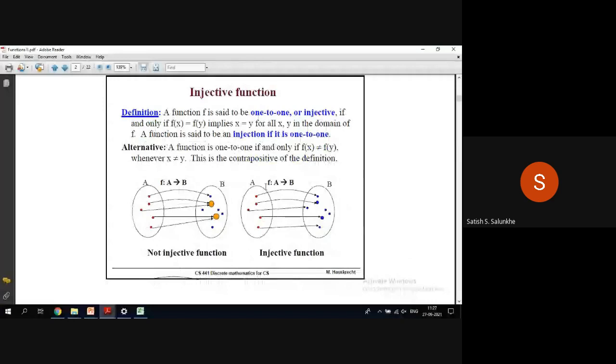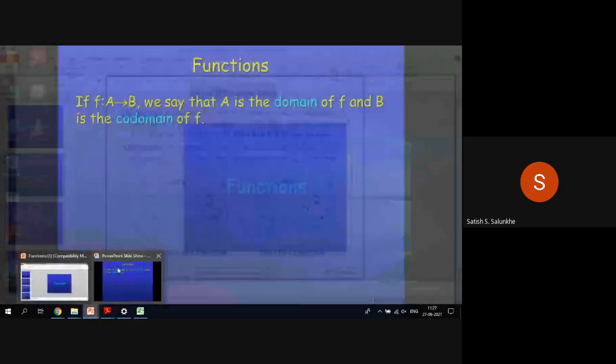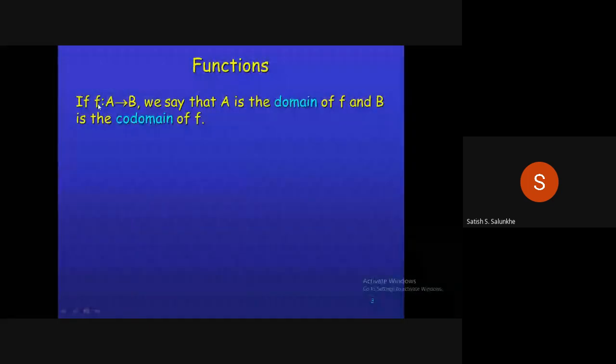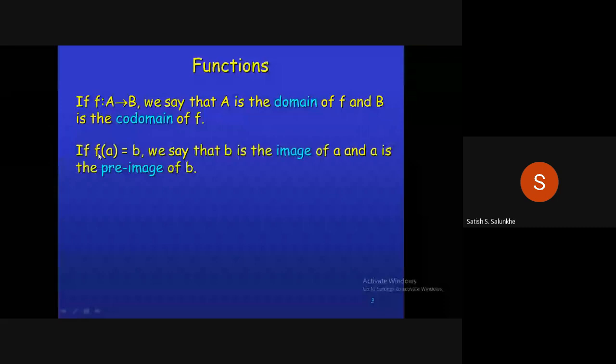Now let us try to understand the various types of functions that we can have. This is one of the types or properties: a function f is said to be one to one or injective. Let me just go with this. If there is a function f from set A to set B, set A is the domain, set B is the codomain of this function f. Now f of A equals B. Here B is the image of A and A is the pre-image of B.